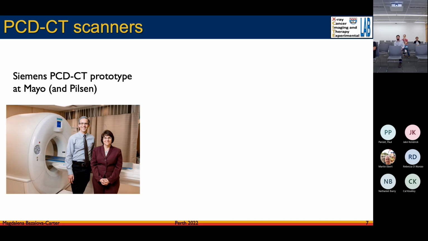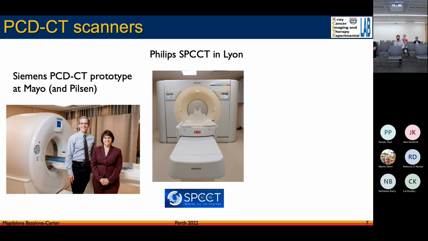Most of the data I'll be showing today comes from their lab. There's also the Philips SPC-CT in Lyon, another prototype of a photon counting CT scanner. Of course, it's in France, and I like this logo, imaging all the photons, just making sure that we get all the photons.